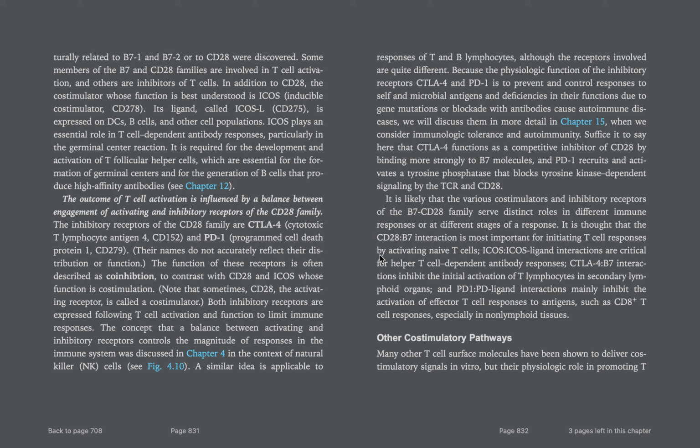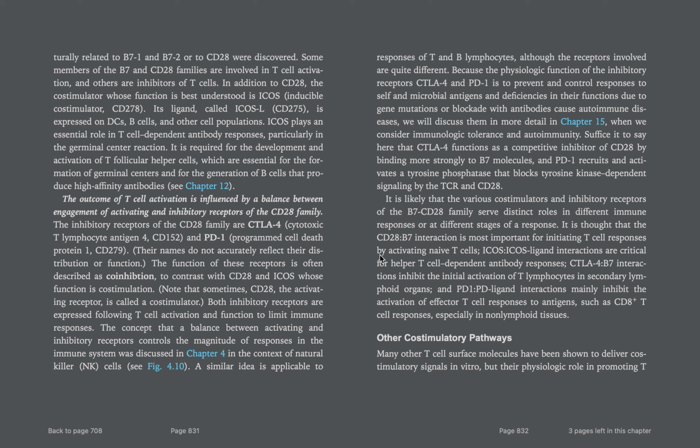Because the physiological function of the inhibitory receptors CTLA4 and PD1 is to prevent and control responses to self and microbial antigens, deficiency in their function, due to gene mutation or blockade with antibody, causes autoimmune disease. We will discuss them in more detail in chapter 15 when we consider immunological tolerance and autoimmunity.